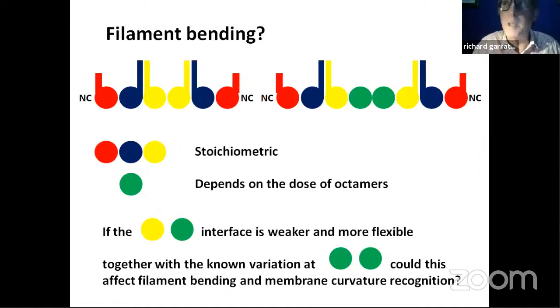Since the green septin appears to present these unusual properties of flexibility and being able to open and close its interface, you could dramatically change the properties, particularly in terms of membrane association of a filament, by controlling the dose of octamers. So a filament composed just of hexamers will be a filament with one kind of property, group of properties, whereas one which has a higher dosage of octamers could have completely different properties in terms of its flexibility, membrane association, detection of membrane curvature, etc.